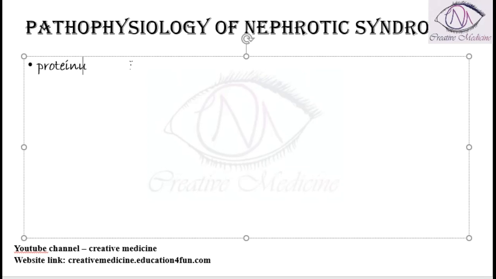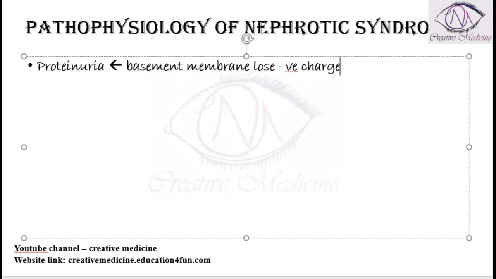See, proteinuria. Why does the patient with nephrotic syndrome develop proteinuria? The patient with nephrotic syndrome develops proteinuria because the basement membrane will lose the negative charge. Because the basement membrane loses negative charge, the patient develops proteinuria.